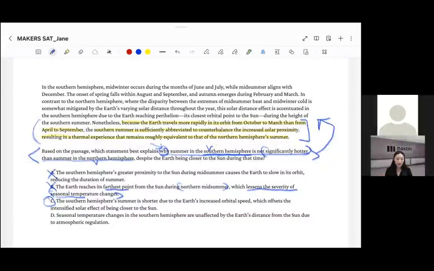Let's take a look at D. Seasonal temperature changes in the southern hemisphere are unaffected by Earth's distance from the sun due to atmospheric regulation. So D is saying that distance from the sun has no effect, but the passage clearly says that it does have an effect, but it is ultimately balanced. So this would be a wrong interpretation of the passage.